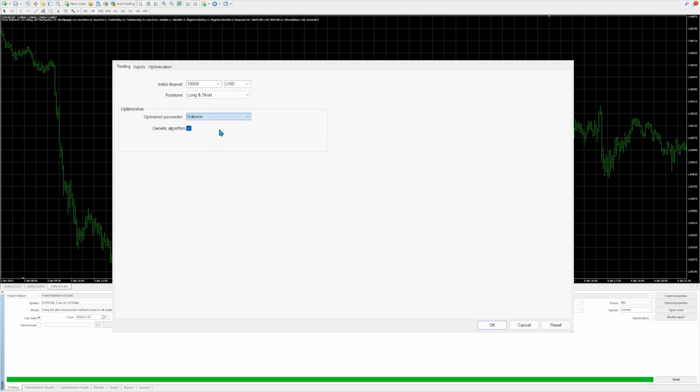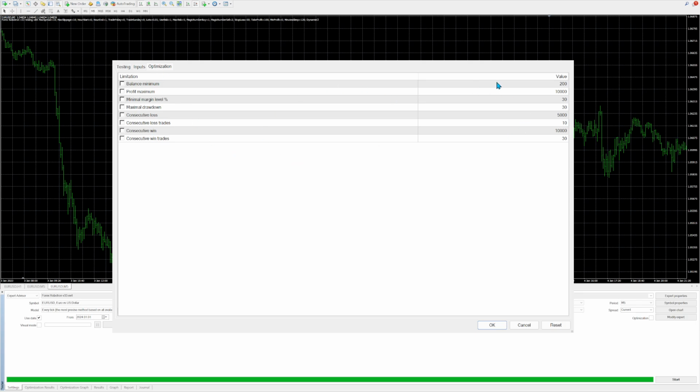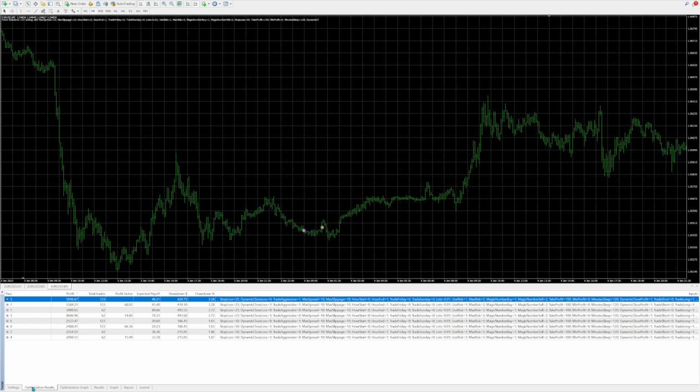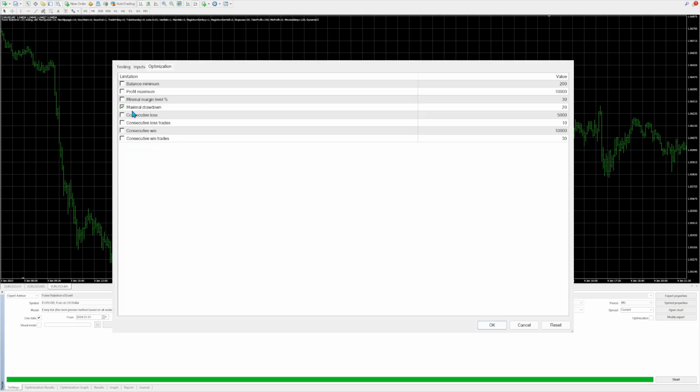Optimize parameter. So this is what you want to do the optimization to try and target, like a higher balance, a higher profit factor, etc. And in the optimization tab here, you can filter the results that are displayed in the optimization results tab. For example, if you only want results with a maximal drawdown of 20, you can just put in there 20, have it selected, and then you'll only see in here results of the optimization that meet your requirements. Okay.